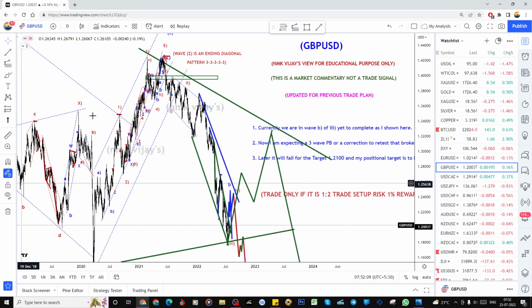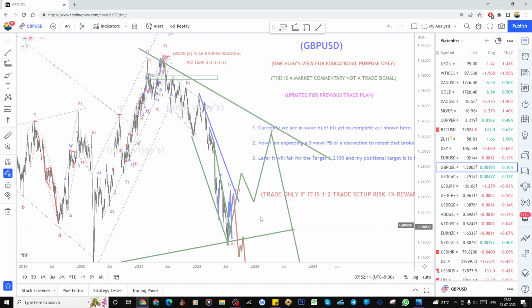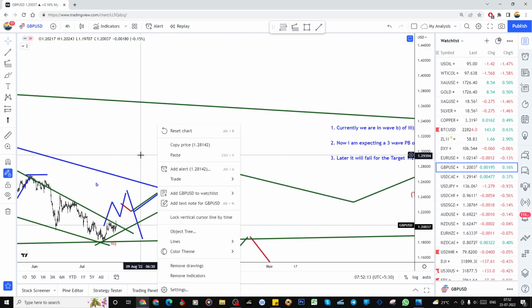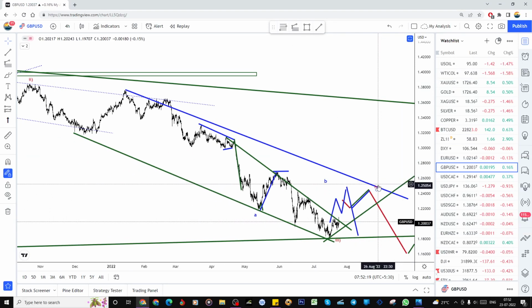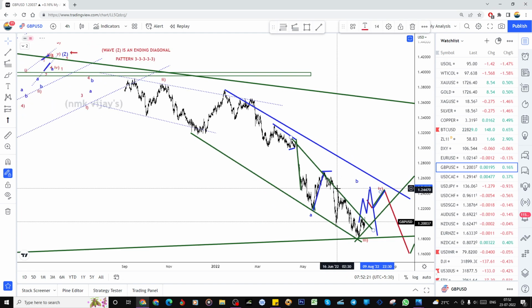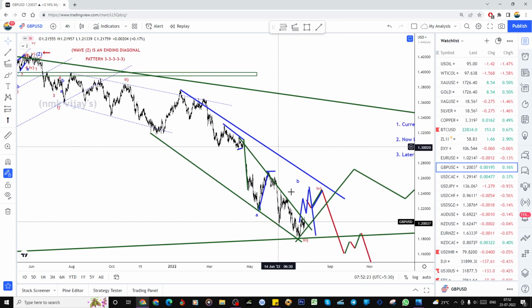So here, as we expected last week, it has already got a bounce. So wait for this to complete. So according to that, the fourth wave is still in play.